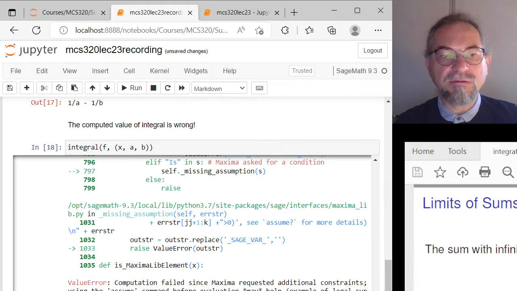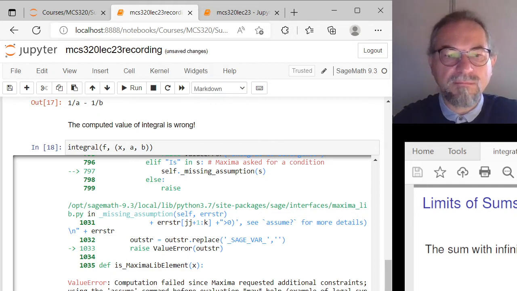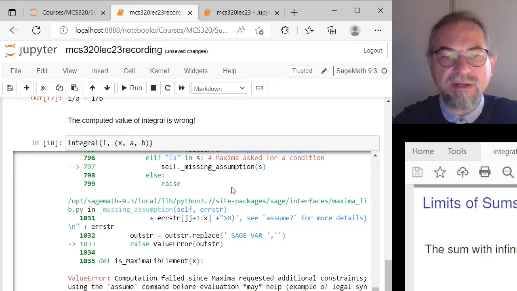So if we can answer the question, so let me see if I can paste this correctly, then SageMath, or Maxima in particular, will be able to provide a good answer.